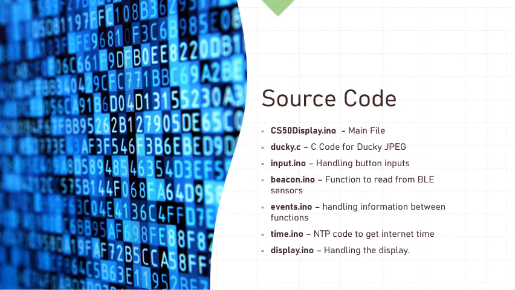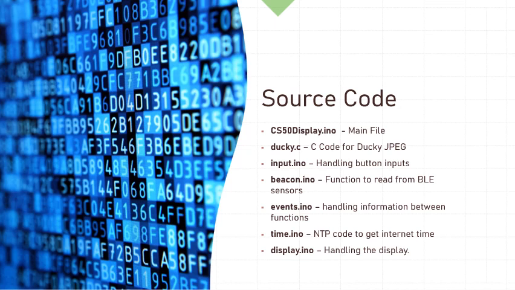And the input file is responsible for handling all the touch inputs. The beacon file is mainly to read from the BLE sensor and convert it into a floating point value and send it to the display system. The event.ino file is mainly to handle the various events that are happening internally in the software. Like there is an event that is triggered every 1 second to update the time, and there is another event to switch from the main screen to the splash screen, and so on.